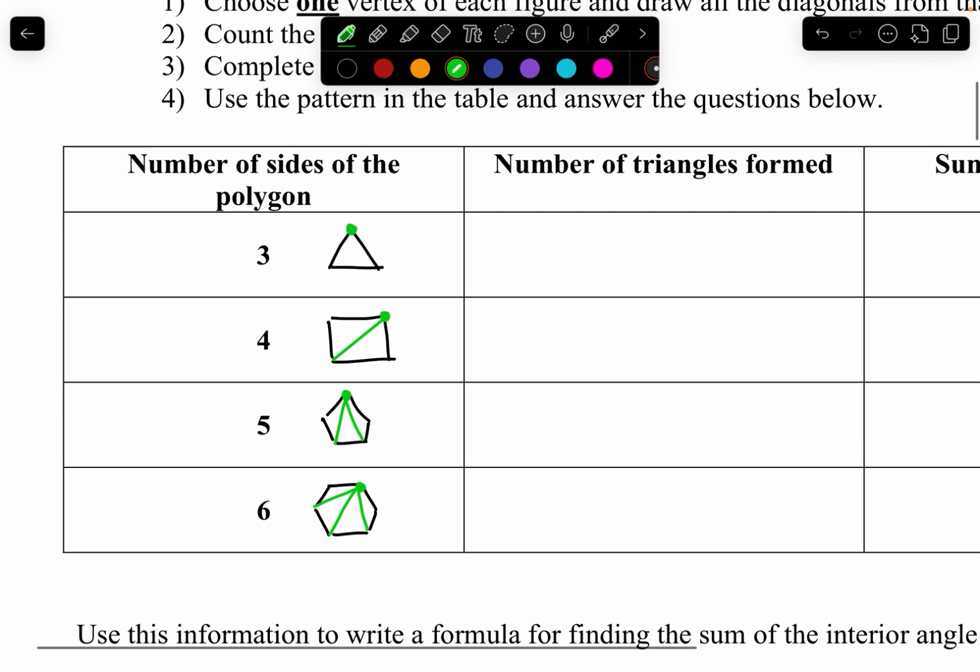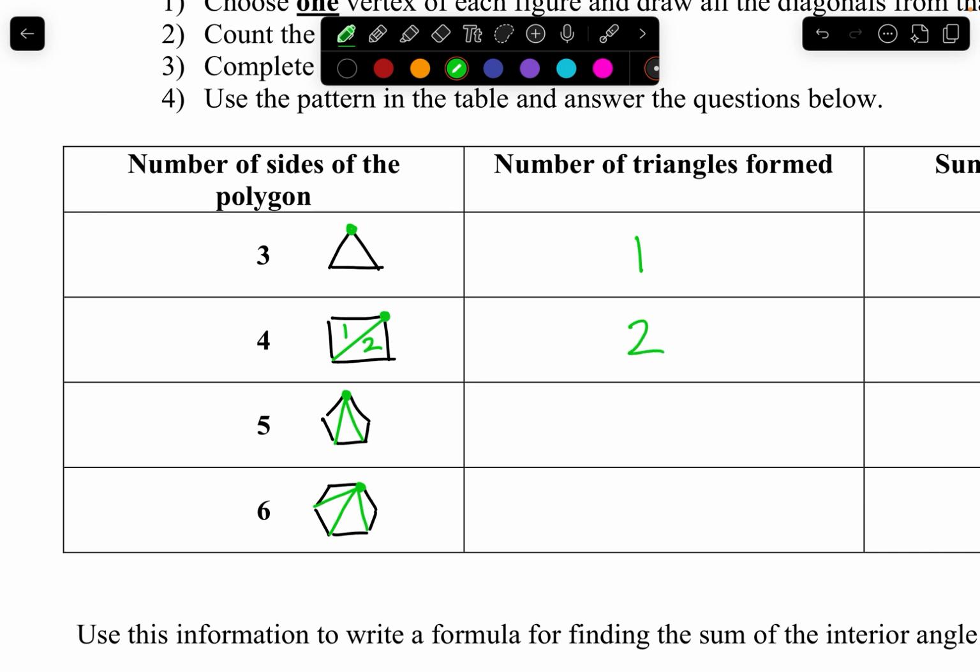Now, when I draw these diagonals, I'm trying to create triangles within my figures. Well, when you have a triangle, you already just have one triangle that is formed. When you take a quadrilateral and you draw your diagonal, you end up creating two triangles.